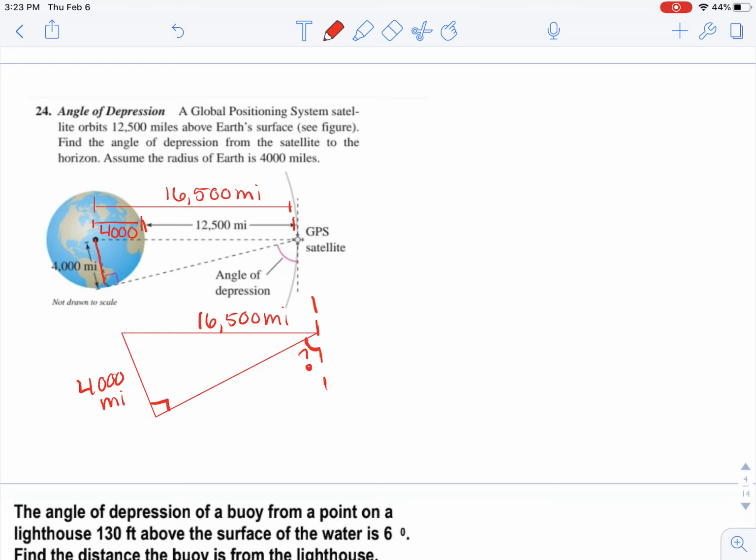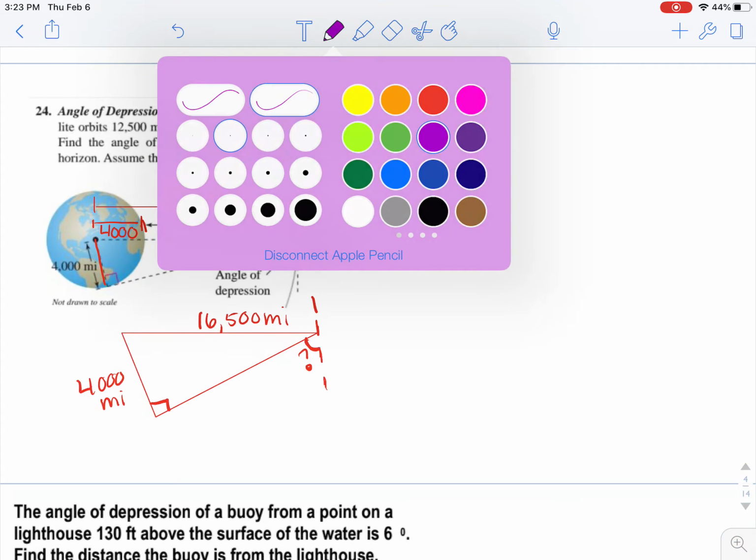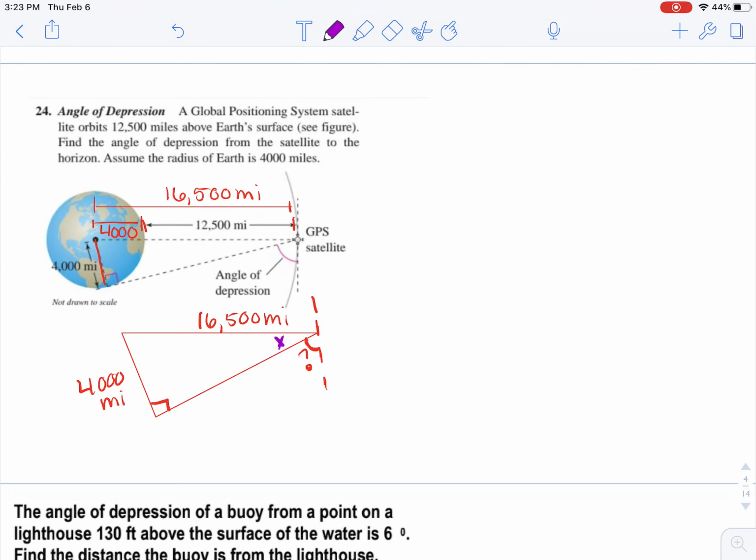Before we can do that, we're going to have to find the angle adjacent to it that is inside the triangle. Because I have two sides of this right triangle, I can find that missing angle. And then if you look, these two angles combined would be 90 degrees, because here I have a 90-degree angle, and then that means these two angles combined would be 90. So I'm going to find that interior angle first.